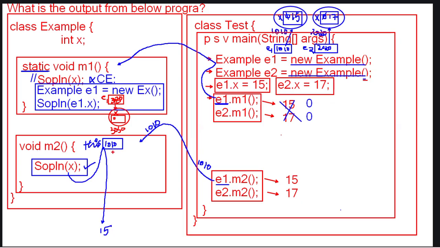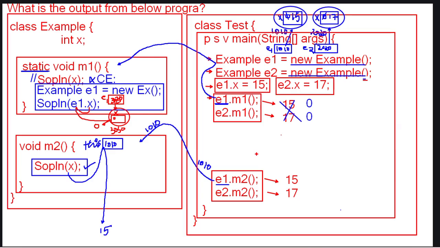Point. Now tell me, what is the meaning of E1.x? Read X value from what is E1? Main method E1 or M1 method E1? What is M1 method E1 value? Then what is the output? Why you said 15 then?